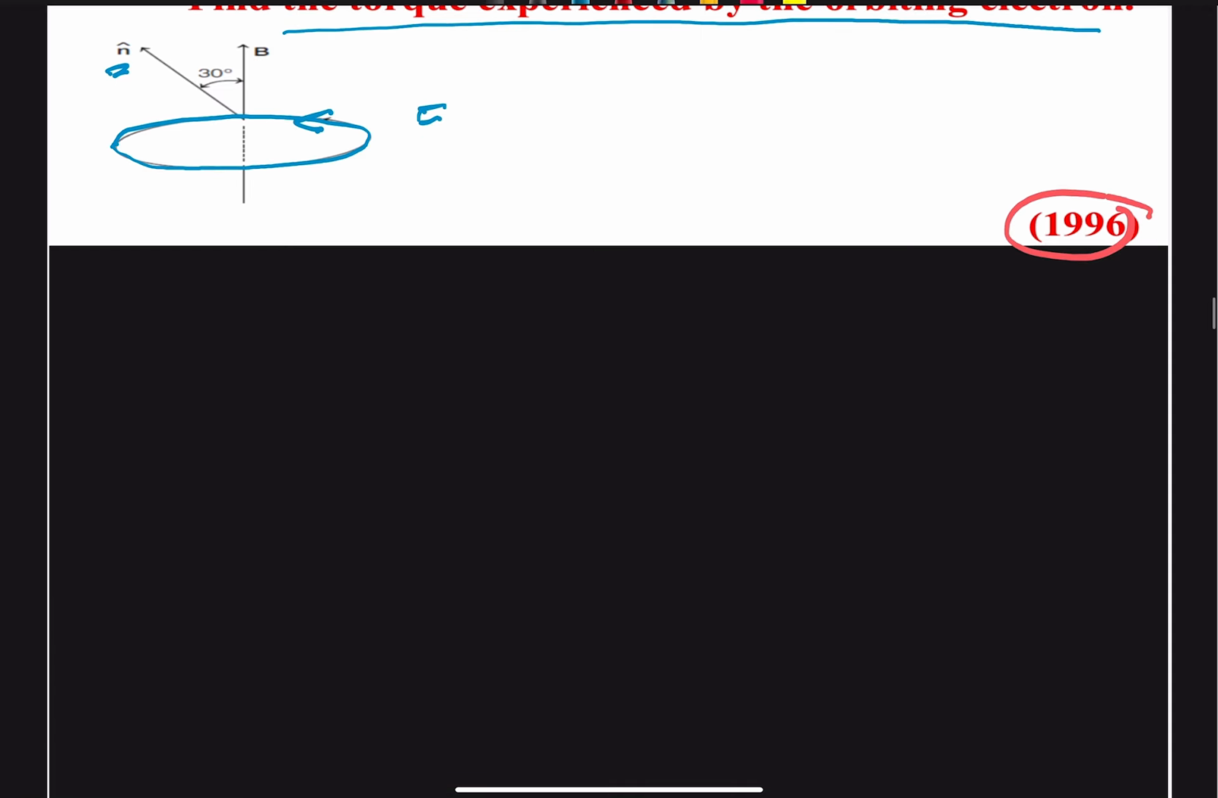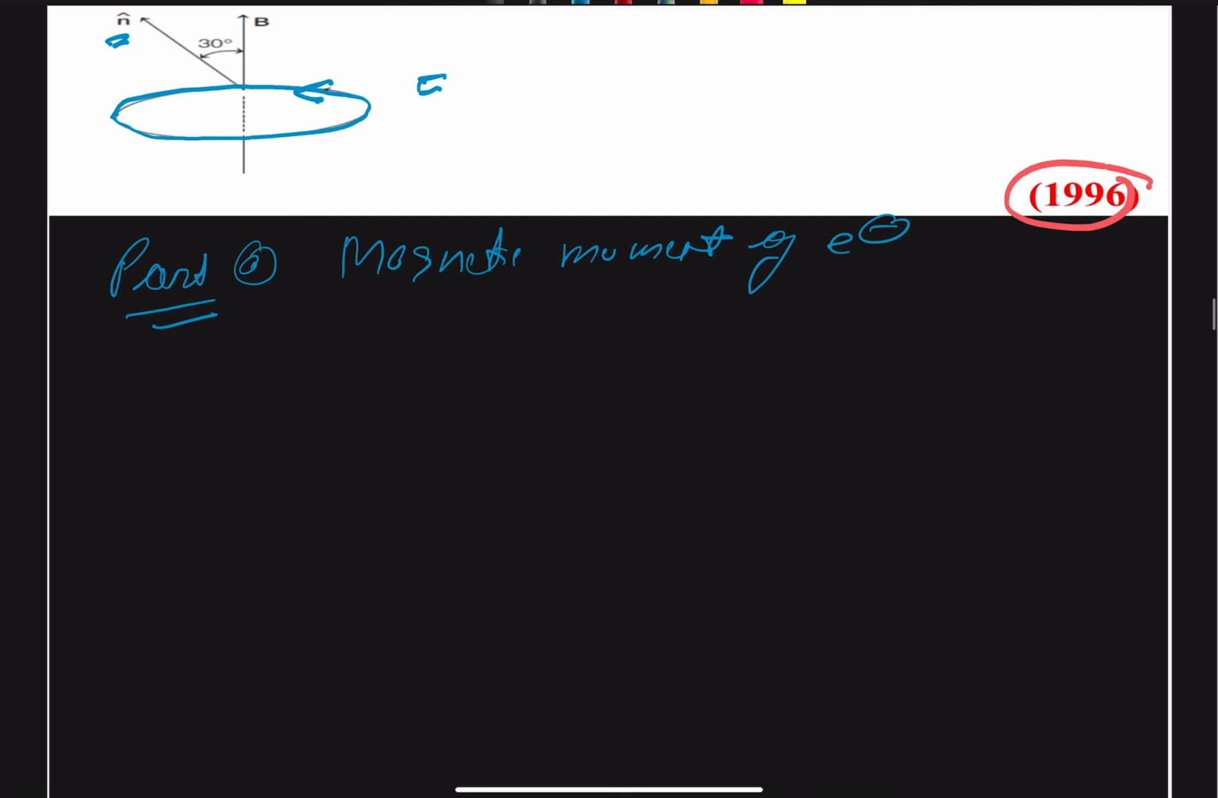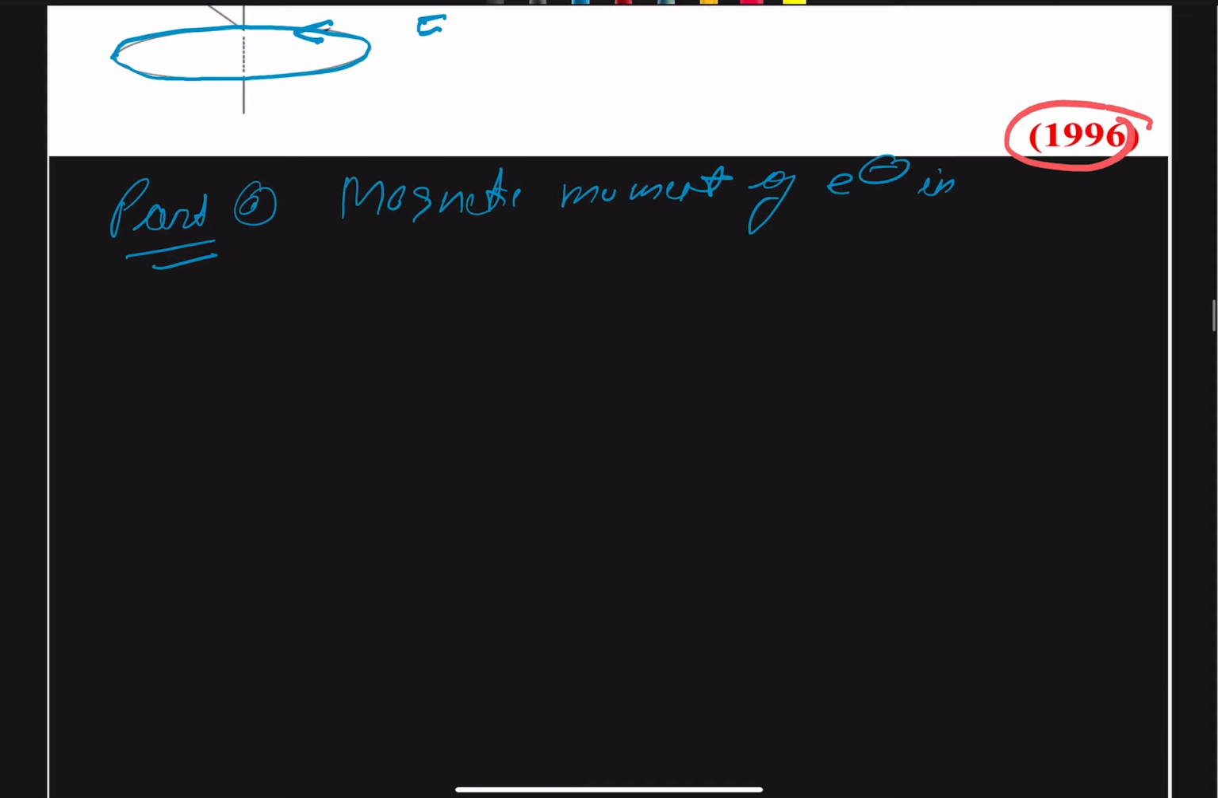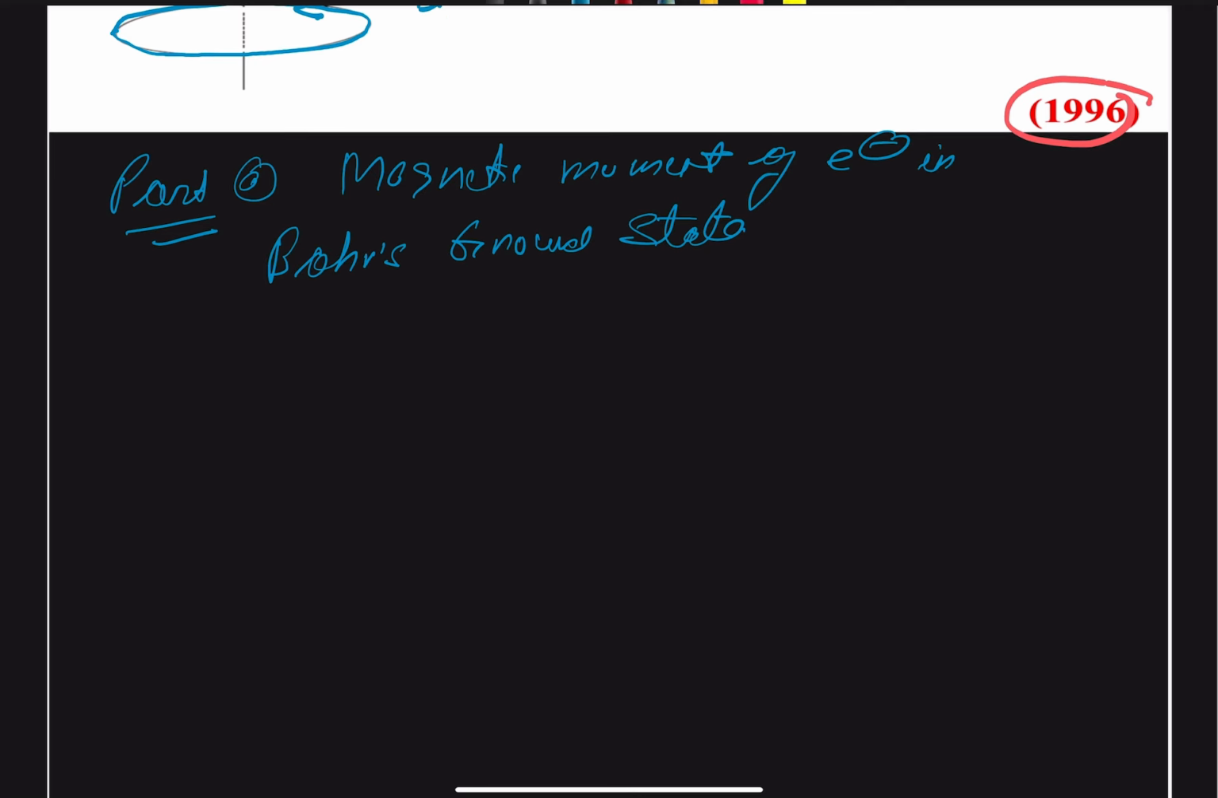You can say part A, magnetic moment of electron in Bohr's ground state. And ground state basically means that the value of n will be equal to 1.